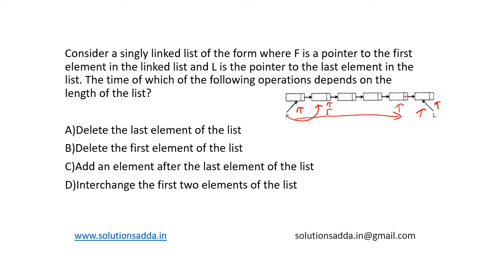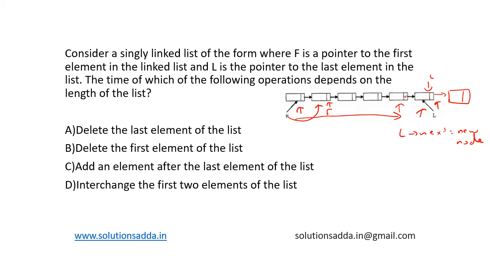And option C, add an element after the last element of the list. Even to add an element after the last element of the list, we know the address of the last element due to this pointer L. Then we just need to append one more node here. So this can also be done in a constant amount of time, by setting L of next towards the new node. Option D, interchange the first two elements of the list. Again, this can be done using a temporary node and it does not depend upon the length of the linked list.